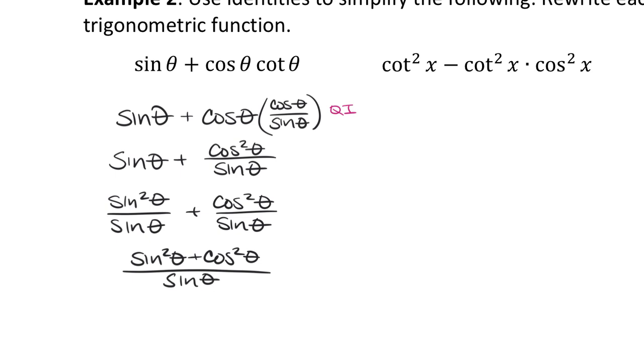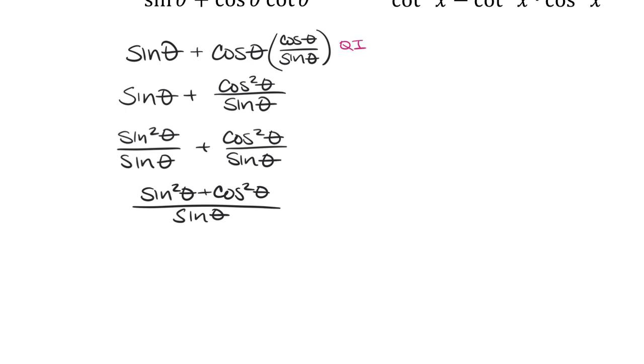We still have multiple trig functions floating around here, so we got to get rid of something. Do you notice an identity in the numerator? Pythagorean identity. Look at that row. What is sine squared of theta plus cosine squared of theta? 1. So that whole numerator changes to 1. This becomes 1 over sine of theta.